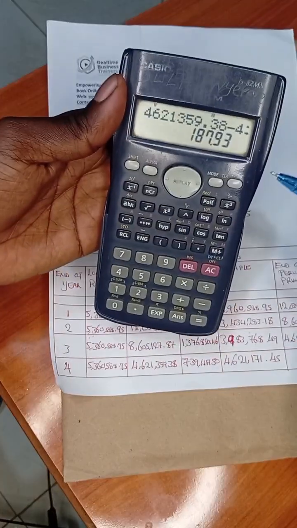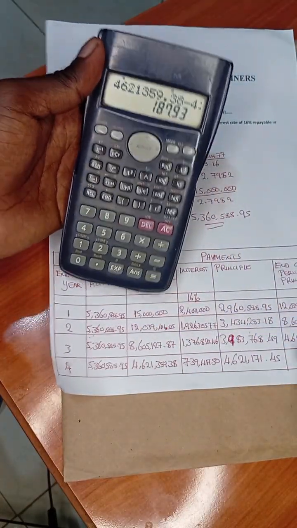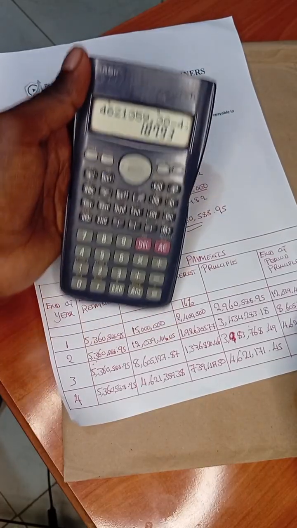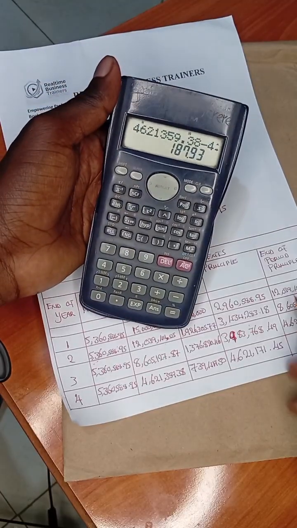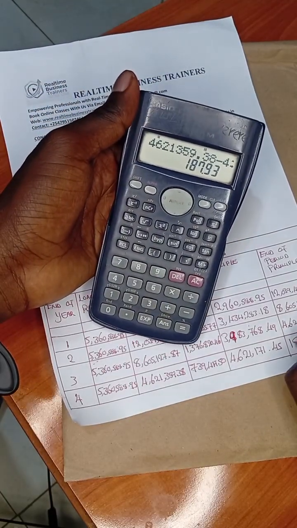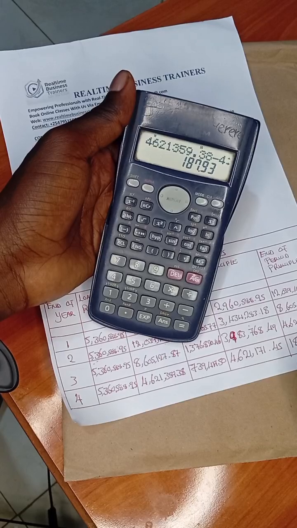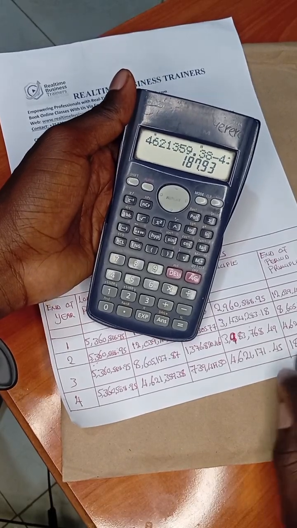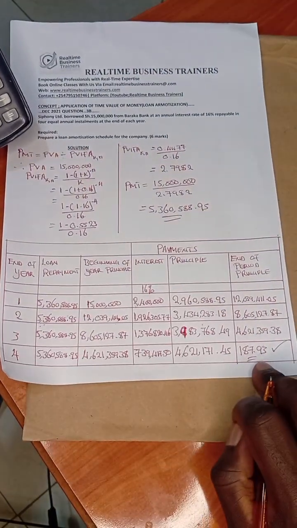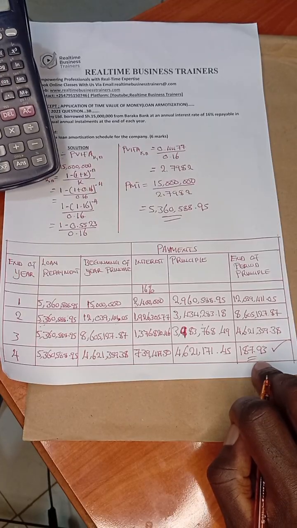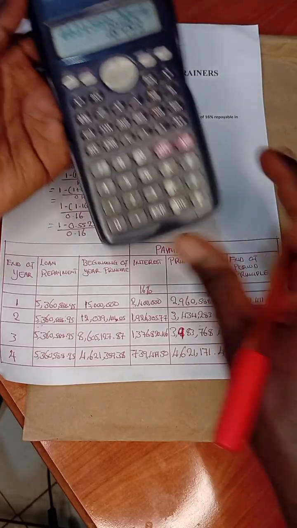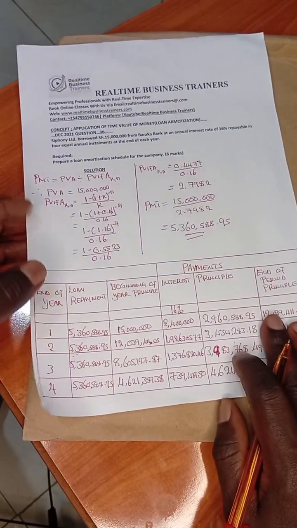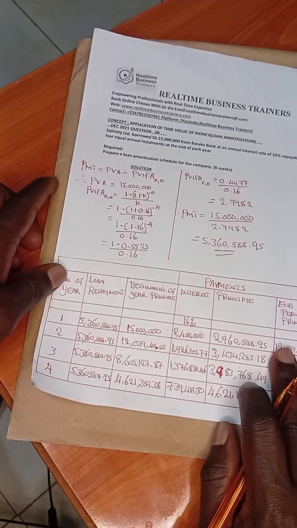So the difference you see here is the difference brought by the calculations. That's why you see we have 187.93, which is okay. But ideally it should be 0, simply because we have exhausted the payments. That is what you call the loan repayment schedule, or rather, the loan amortization schedule.